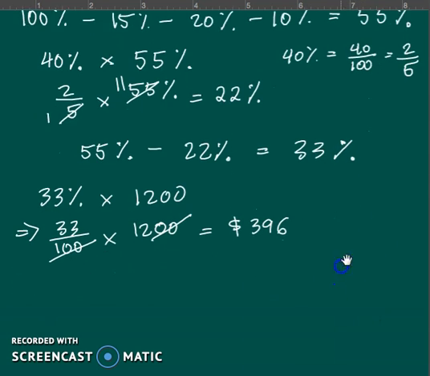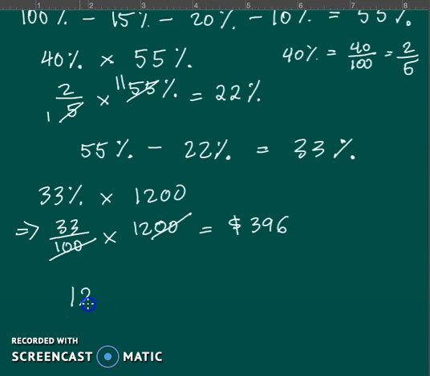a year. Since there are 12 months in the year, we're just going to multiply that monthly saved amount by 12. So 12 times 396 comes to $4,752. A lot of savings.